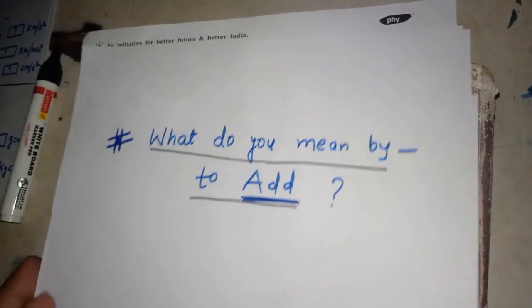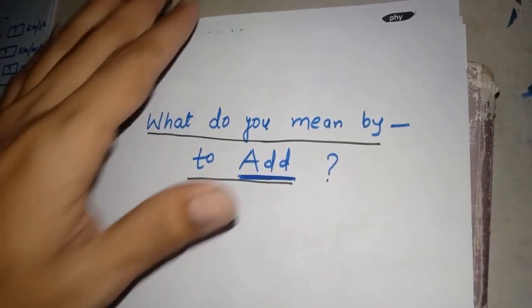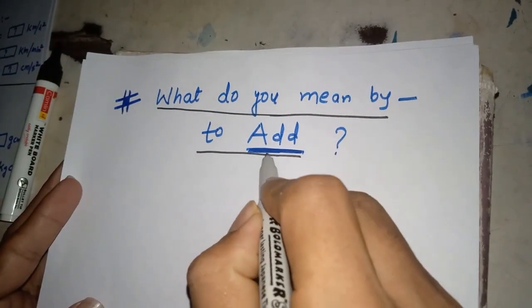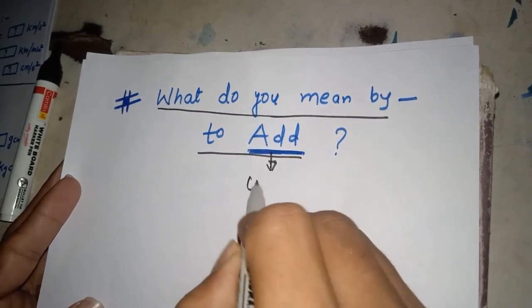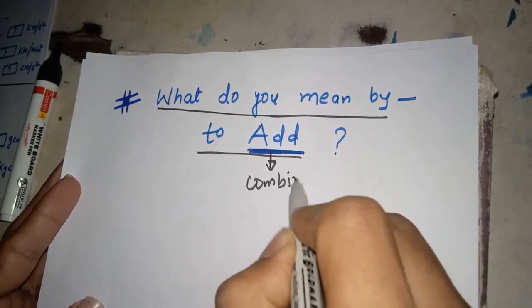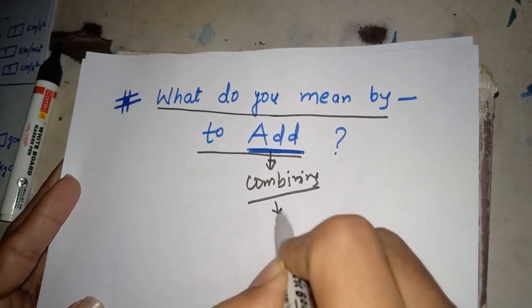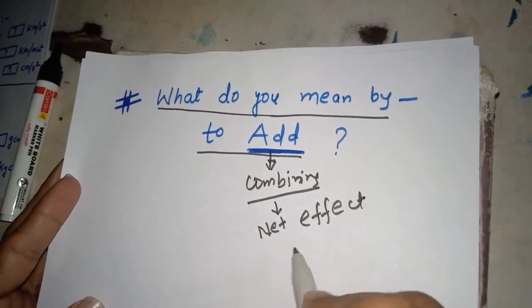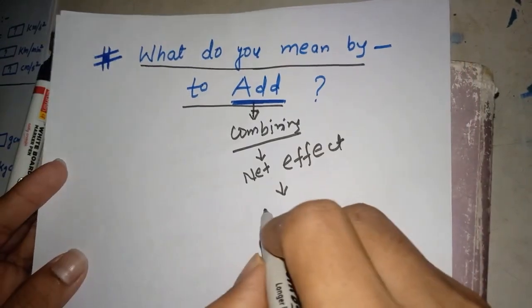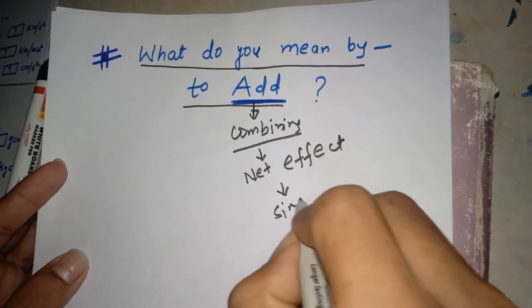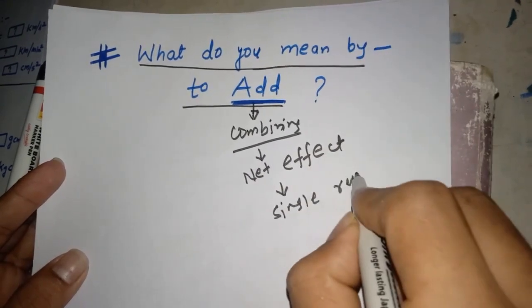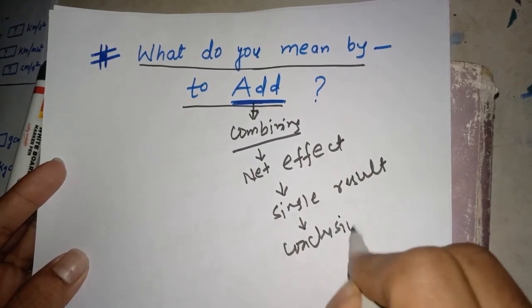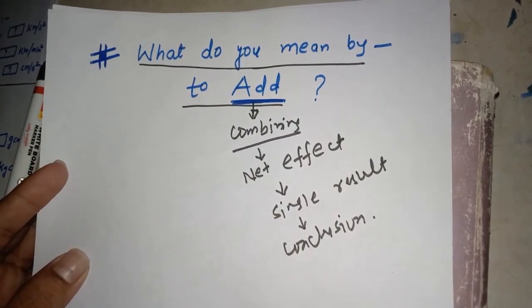So here I have discussed what you mean by to add. To add means combine. Yes or not? To add means the net effect. To add means the single result. To add means conclusion.